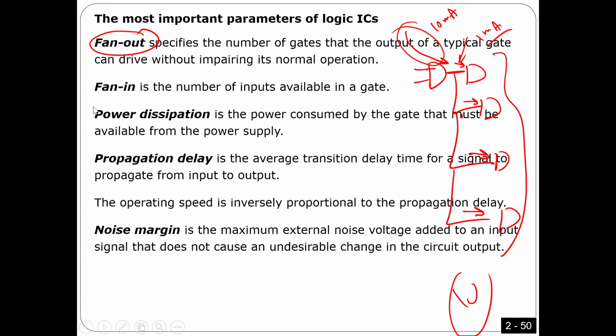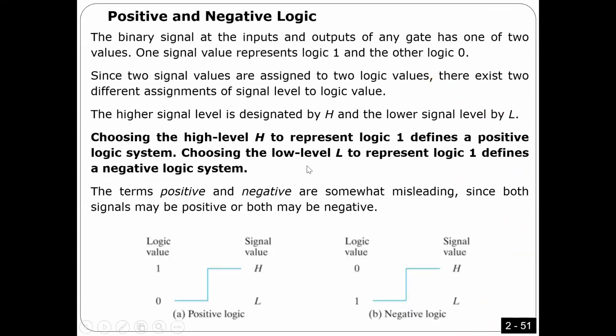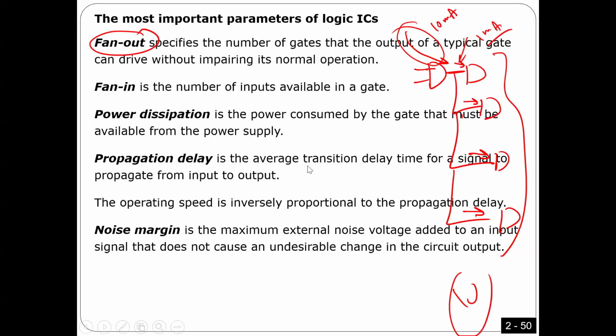There are other parameters you can find in the data sheet, like power dissipation, how much power is consumed by the gate, and the propagation delay, which you are going to measure in the coming lab. Also, there is something we call noise margin. I already explained it in the video of the coming lab, because this one is important. So I'm going to explain it again. There's no problem. I can explain it here.